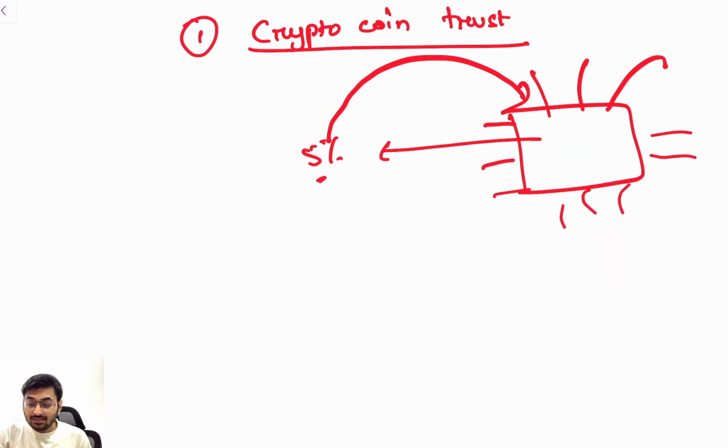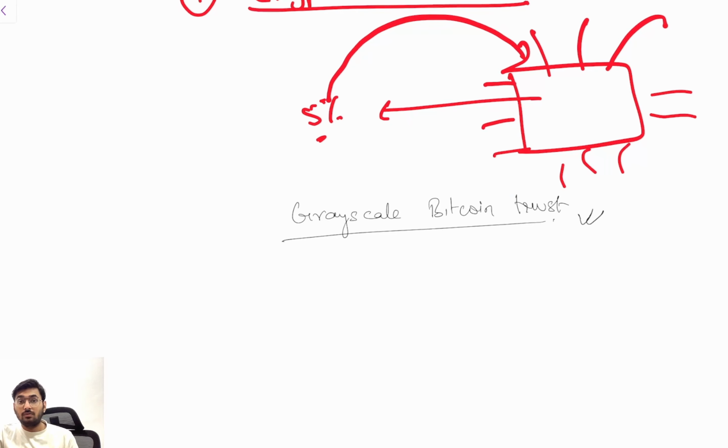The example of this trust, write down, is the Grayscale Bitcoin Trust, clear? It's safe, but they actually charge a huge amount of fees from you, clear?